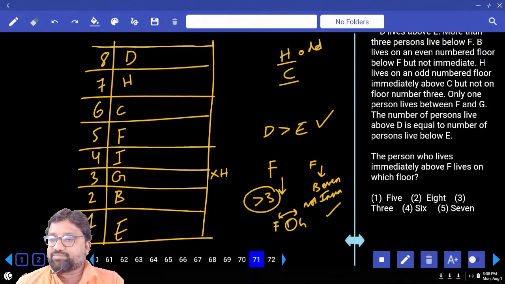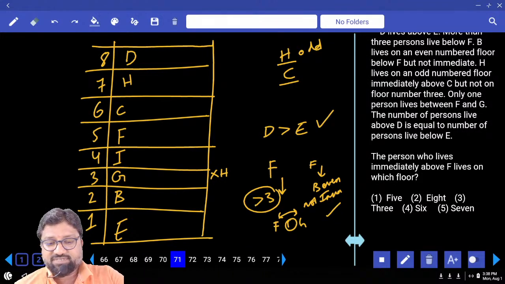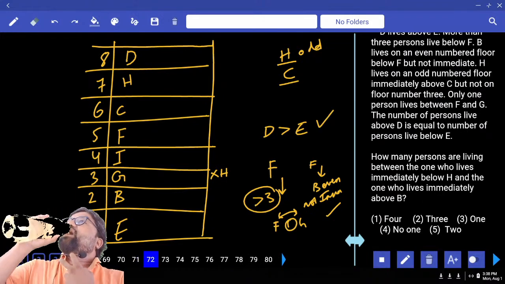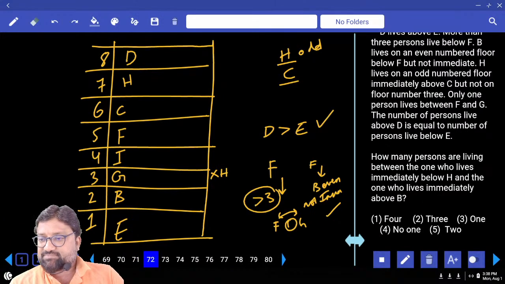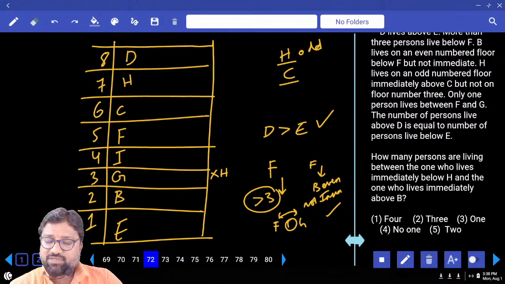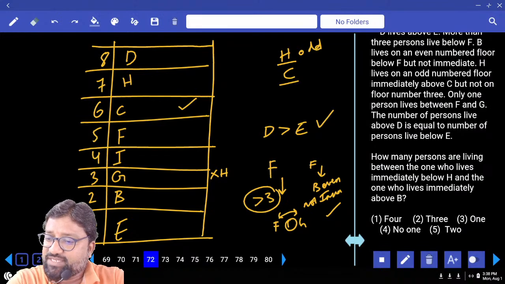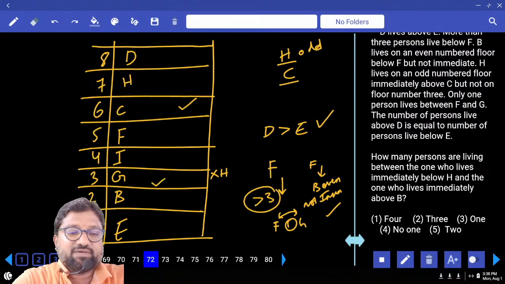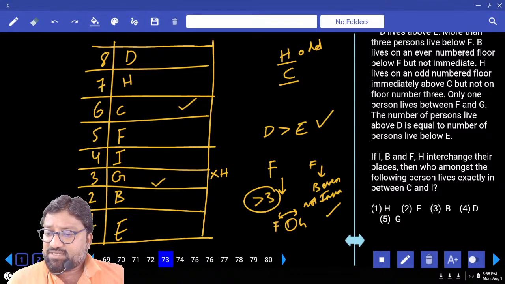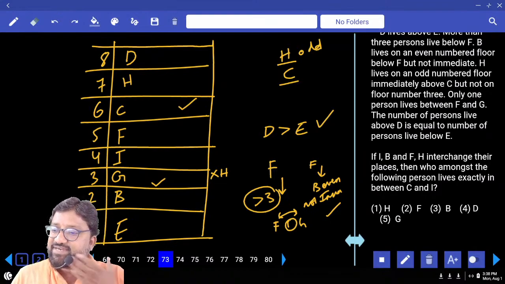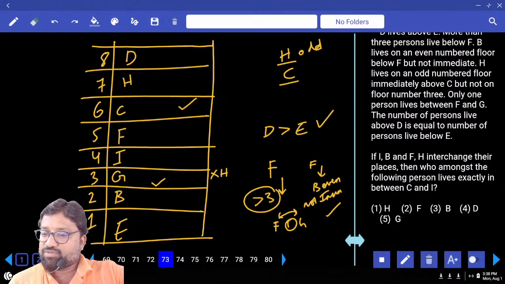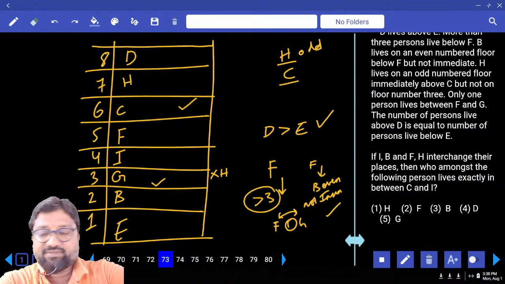The person who lives immediately above F lives on which floor? Immediately above F is on the 6th floor. How many persons are living between the one who lives immediately below H and the one who lives immediately above B? The one immediately below H is C, and immediately above B is G. How many persons in between them? 2. Next.